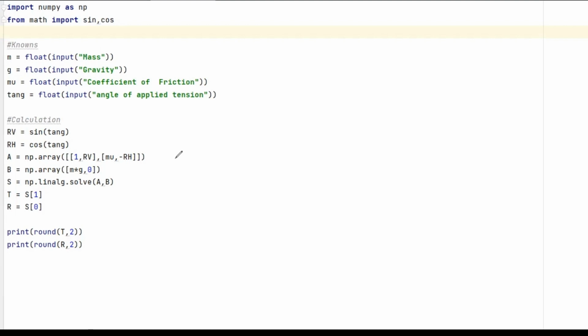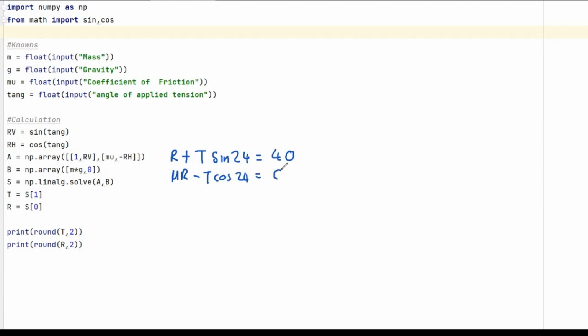Now, let's talk about that a bit more. When we restated the question, we wrote it in terms of 2 simultaneous equations, and they were this. So it was R plus T sine 24, because we know the angle, was equal to the weight, which was mg, so 4 times 10, which is 40. And we also had a second simultaneous equation, which was mu R, because that's the frictional force, but then it was minus T cosine 24 is equal to 0.